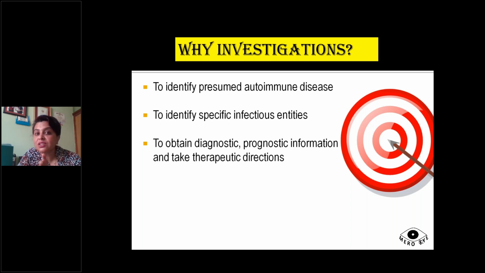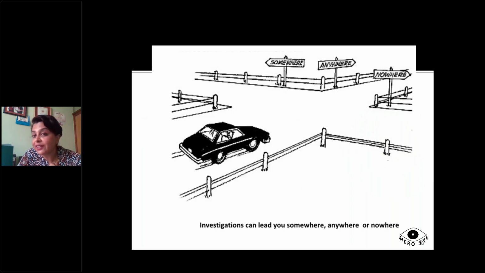Now these were about the ocular imaging techniques, but we have to focus on investigations also. Why investigations? Because we want to identify the presumed etiology of that condition, whether it's an autoimmune condition or an infectious etiology, so that we can obtain diagnostic and prognostic information and thereby take therapeutic directions for it. But your investigation should be targeted, because it may lead you maybe somewhere, maybe anywhere, or maybe nowhere. That's why your mind should be clear what investigations you are going to do, for what reason, and what is your expectation.